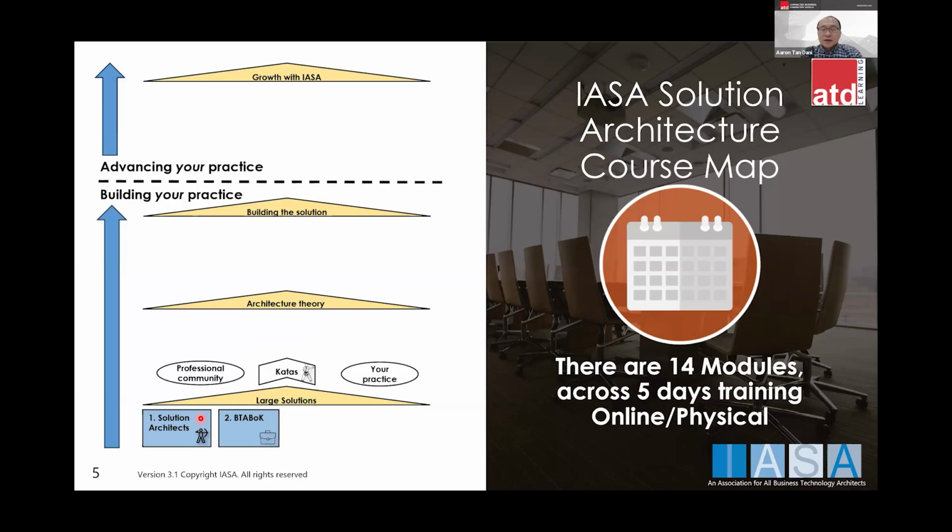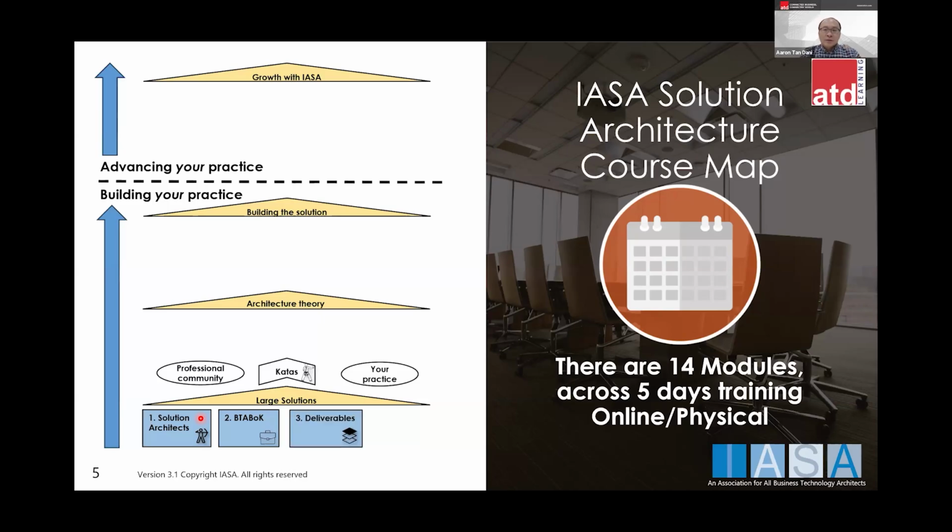Then after we understand the solution architect role and everybody agrees on it, we deep dive into the BTABoK. I'm also going to give you some feel for what the BTABoK is: the Business Technology Architecture Body of Knowledge, right? They have 5 pillars and 5 specializations, and how they interact, and what sort of method the BTABoK uses today.